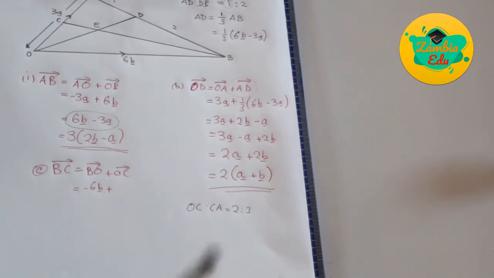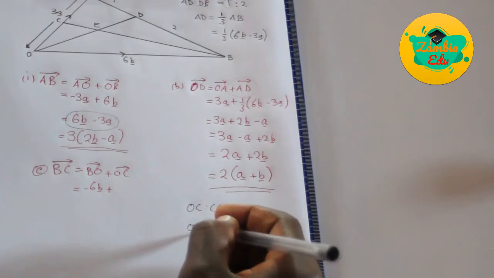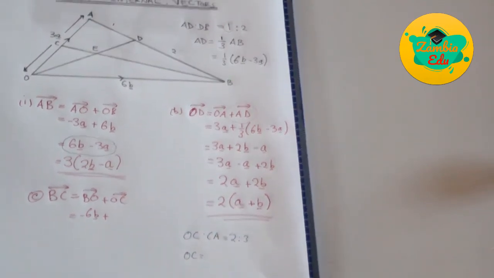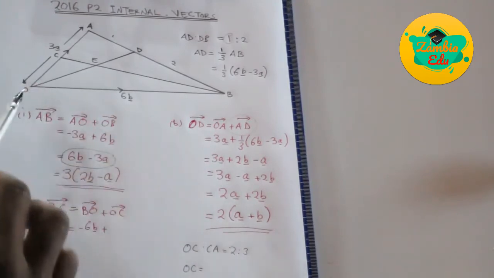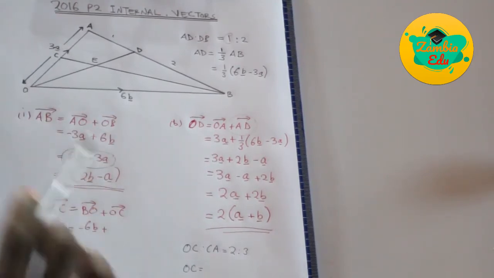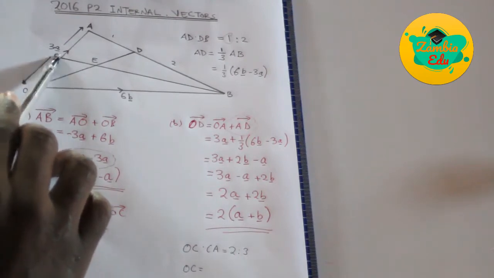Which means that if we are looking for OC alone, maybe let me show you on the diagram. If we look at the diagram that we have here, we are looking at OC to CA.